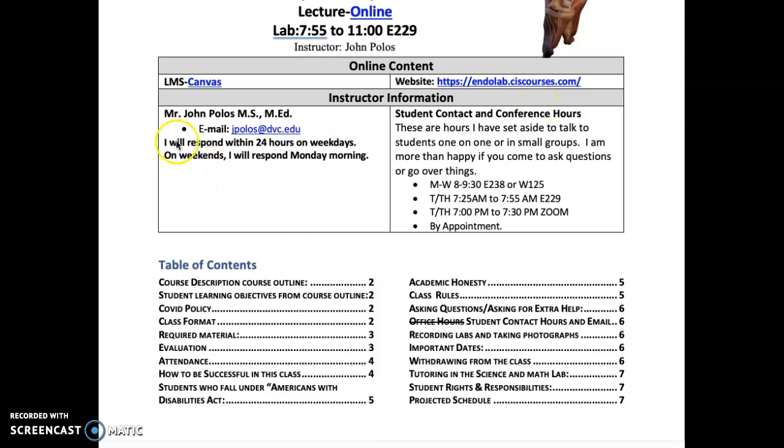Now, this is my information. That is my email address. Under communication, I tell you that you can email me through Canvas too. This is the one I check 20 times a day. I typically respond within 24 hours on a weekday. If it's over a weekend, expect a response Monday morning.